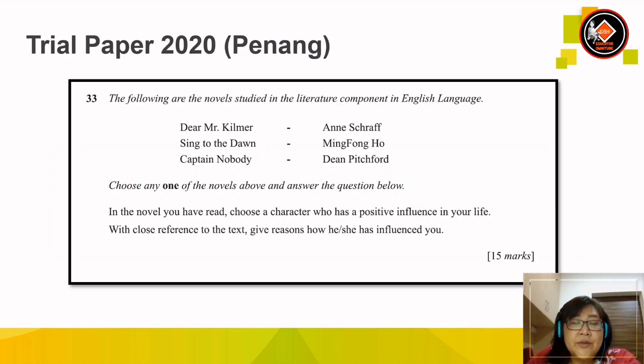So let's look at the trial paper from the year 2020, and this is from Penang. The following are the novels studied in the literature component in English language. So you have 3 novels here: Dear Mr Kilmer, Sing to the Dawn, and Captain Nobody. Choose any one of the novels above and answer the question below. In the novel you have read, choose a character who has a positive influence in your life. With close reference to the text, give reasons how he or she has influenced you.